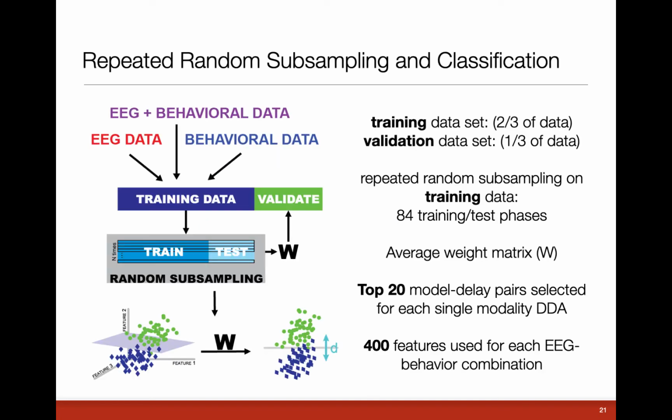We implemented repeated random subsampling cross-validation. We used 2/3 of the data as a training set and the remaining 1/3 as a testing set, resulting in 84 training and test phases. The average weight matrix was then applied to the remaining validation dataset. For multimodal classification, the top 20 model delay pairs were selected for each single modality DDA, resulting in 400 features used for each EEG behavior combination.